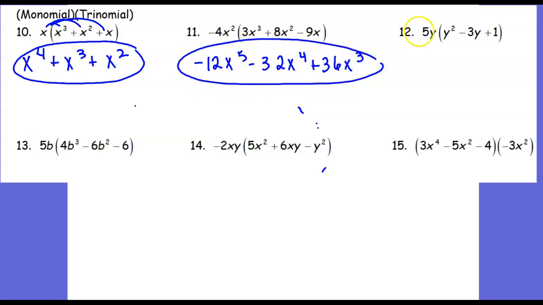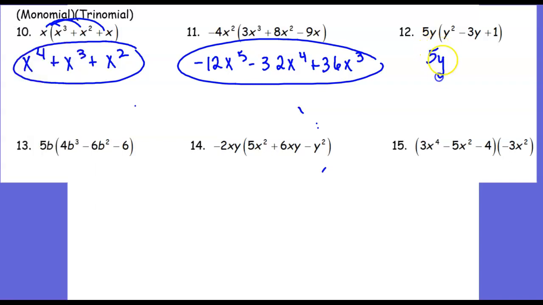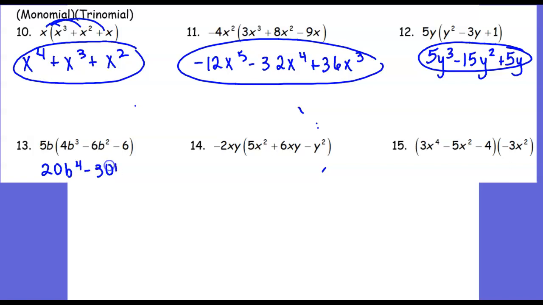All right, number 12, 5y times y squared would be 5y to the third power minus 15y squared plus 5y. Okay, now we're going to distribute a 5b to 4b to the third, and that would give us 20b to the fourth minus 30b to the third minus 30b. Okay, and that would be our final answer.